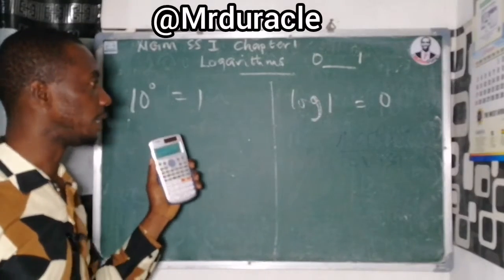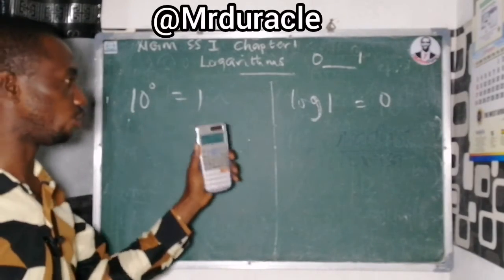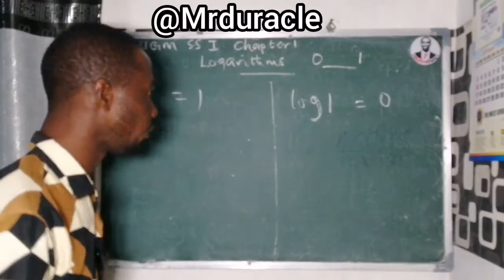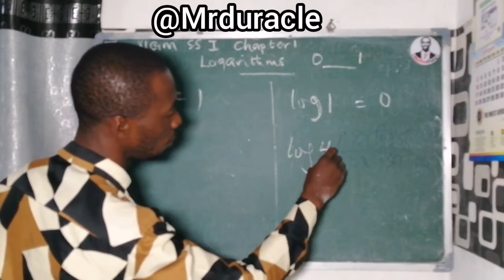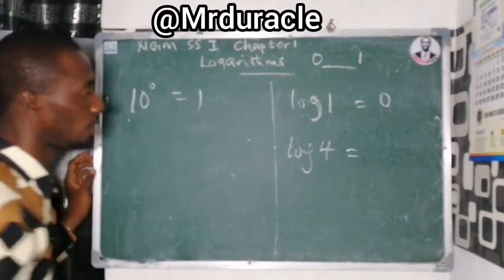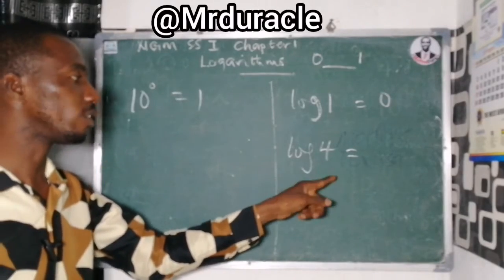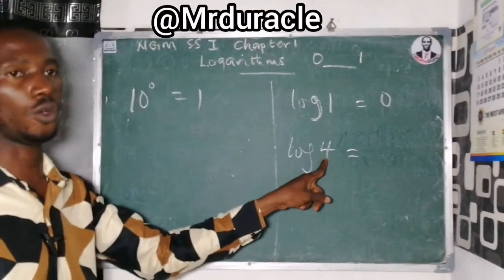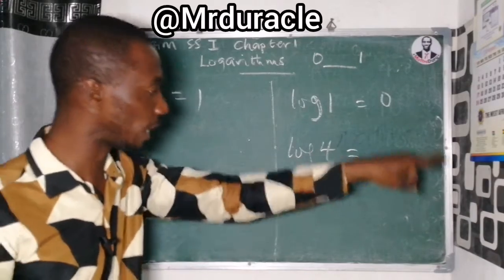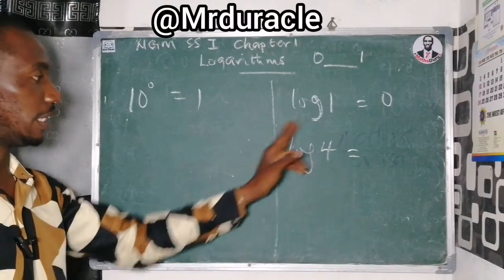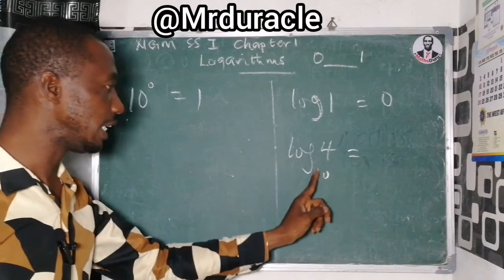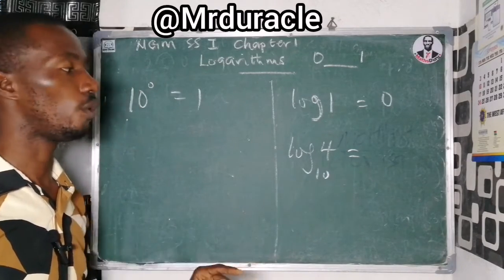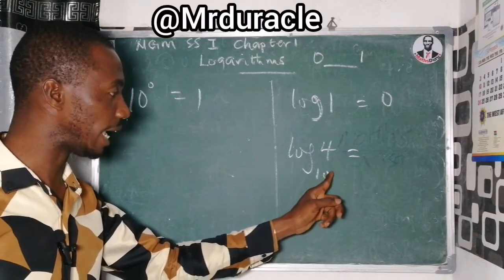So each time you hear logarithm, that should be where your mind goes straight. So this is what you do. If you're asked to find log 4, what they mean is: of what index of 10 gives us 4? Another way of writing this is: of what index of 10 will give us 4?